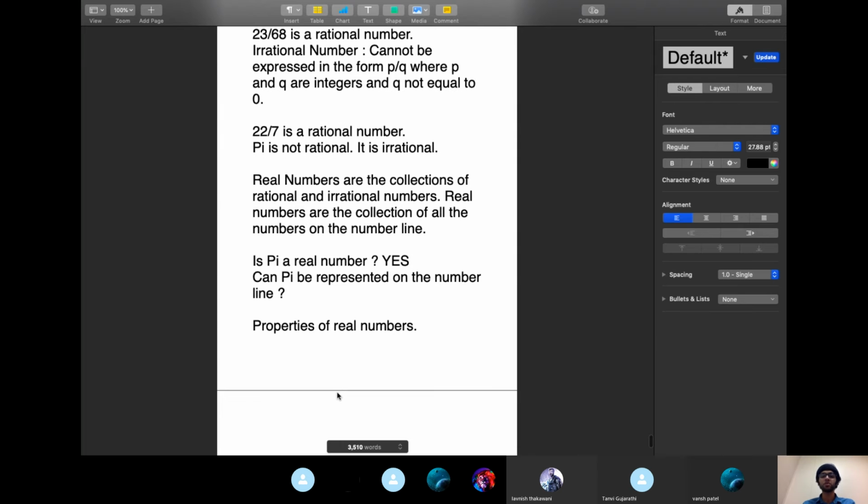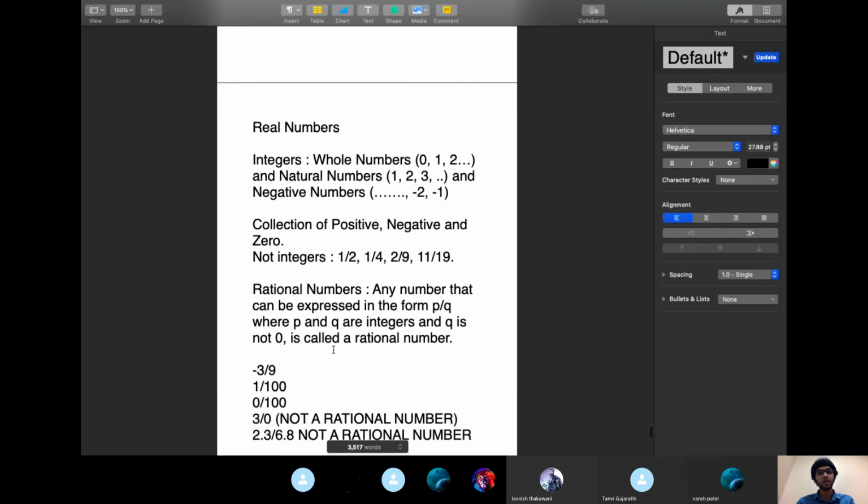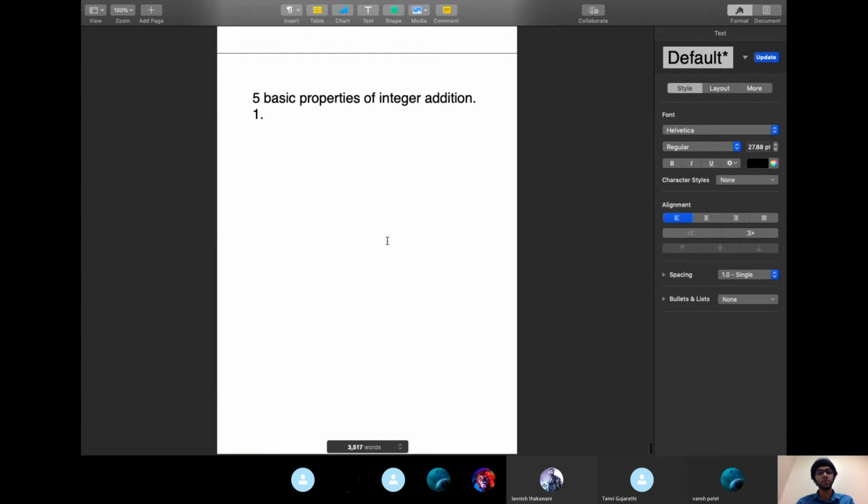We know most of the properties of integers, and let me just quickly remind you of the 5 basic properties of integer addition. Okay, so we'll talk about real number addition, and before we do that, I want you to recollect the basic properties of integer addition, not real number addition, integer addition. What is an integer? It's the collection of positive, negatives, and 0. So there are 5 properties.